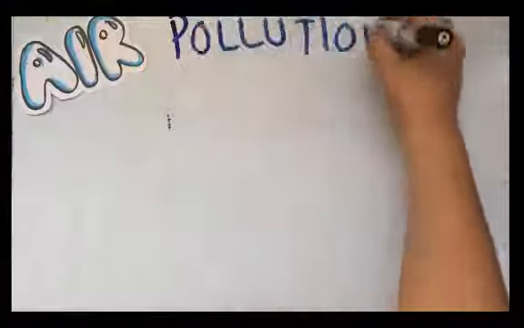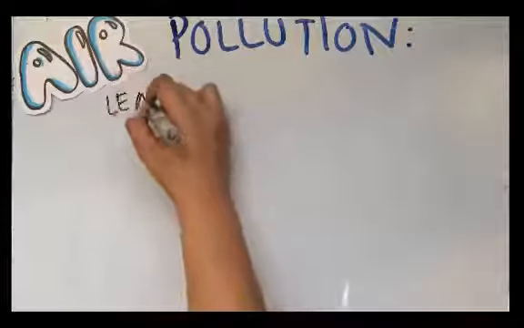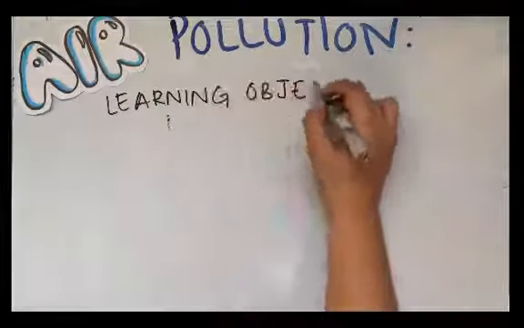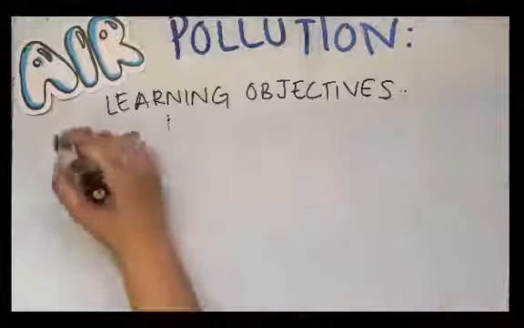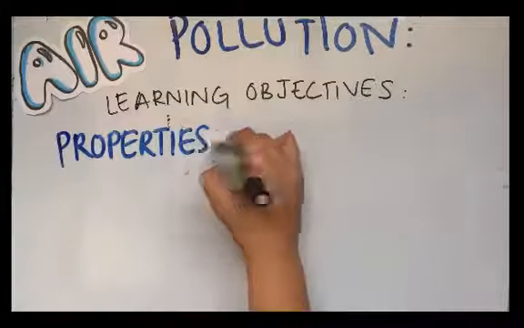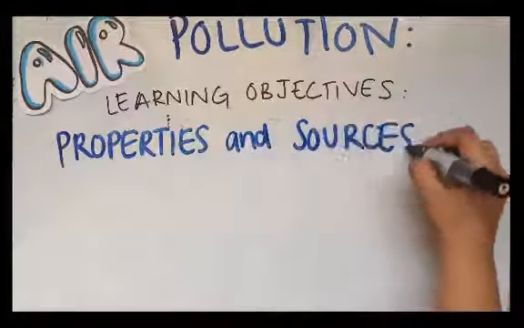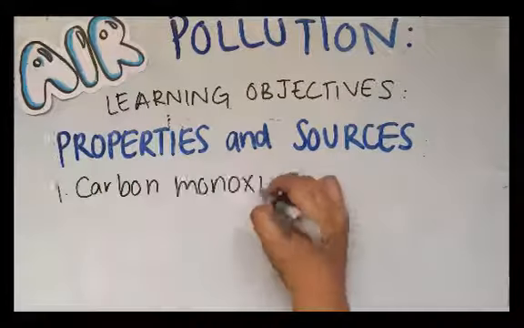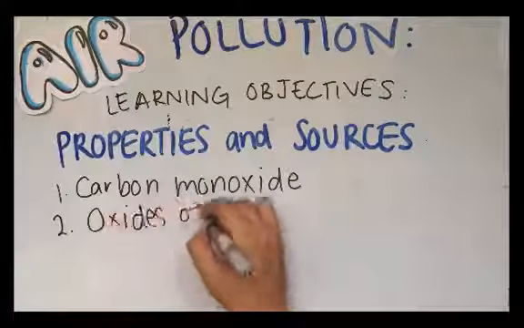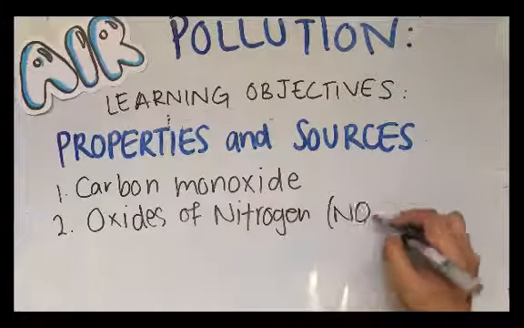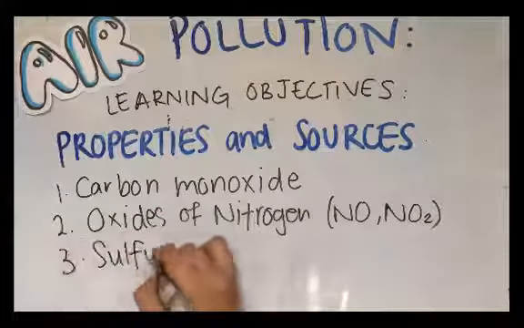For today's chemistry lesson, we are going to learn about air pollution. The learning objectives of today's lesson are to learn about the properties and the sources of three substances, namely carbon monoxide, oxides of nitrogen such as NO and NO2, and lastly sulfur dioxide.